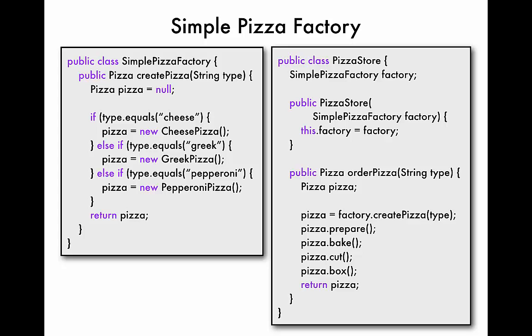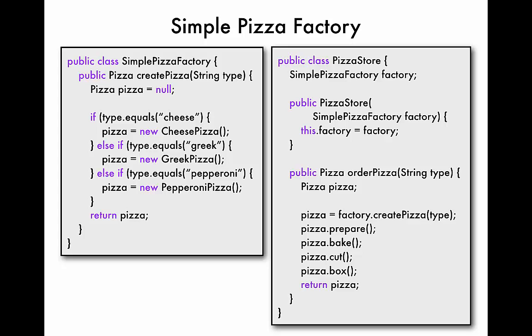Factory objects are used anytime you want to separate the creation of an object from its use. Here, we have the class SimplePizzaFactory that contains a method createPizza. This method simply encapsulates the pizza creating code from the last slide. It takes a string and returns the appropriate pizza object.